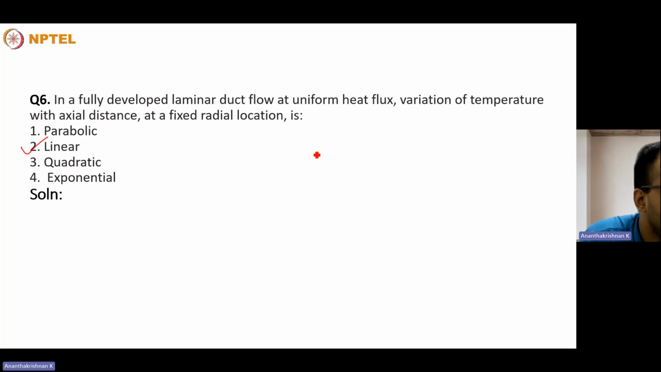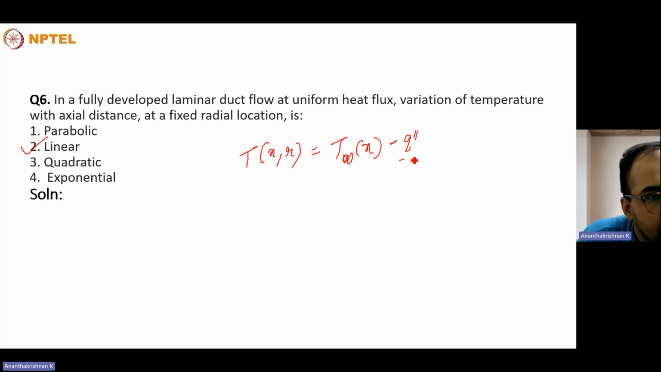It's actually linear. So how it happens is that, we know from the lectures that the temperature at an axial distance and a radial distance, x comma r, could be written as the wall temperature T wall at a particular x, minus the heat flux multiplied by the heat transfer coefficient into the temperature profile that depends upon the dimensionless variable.